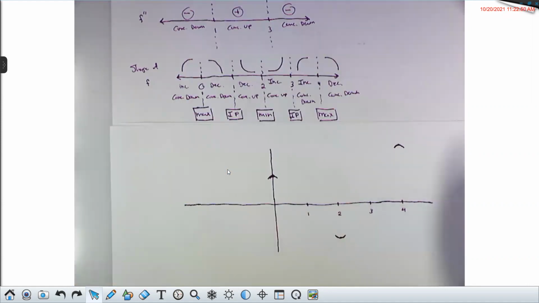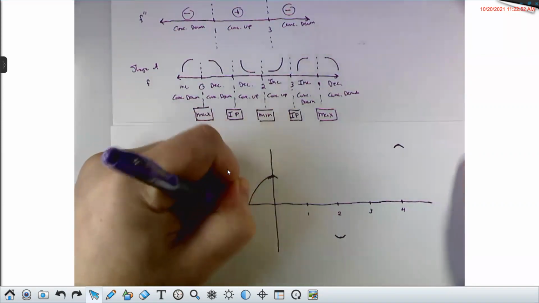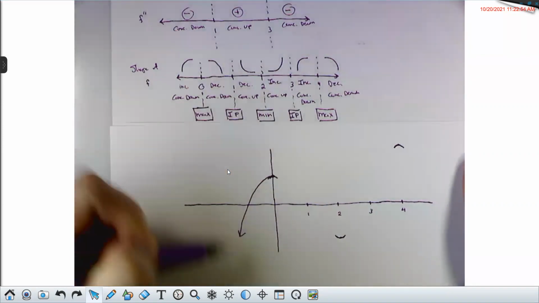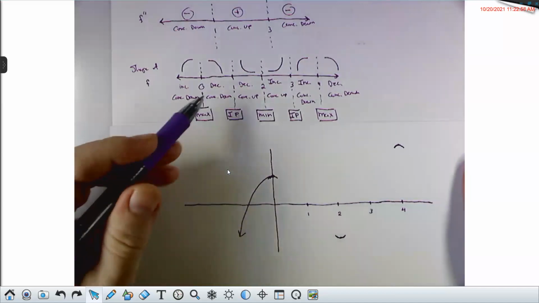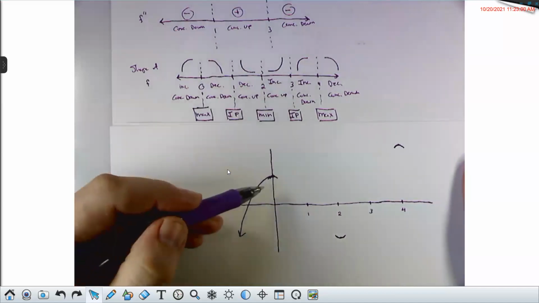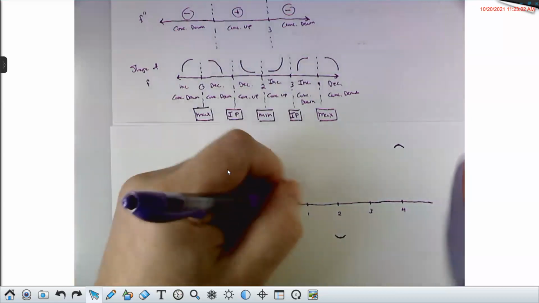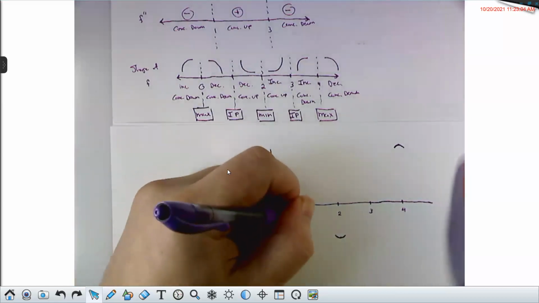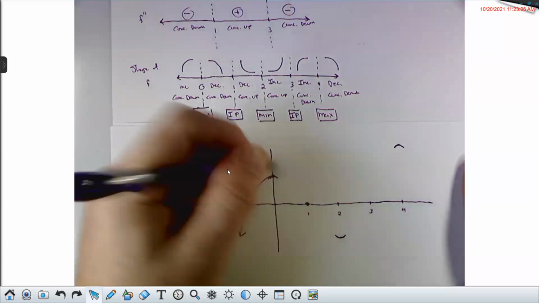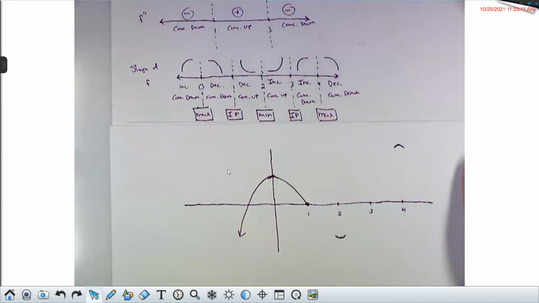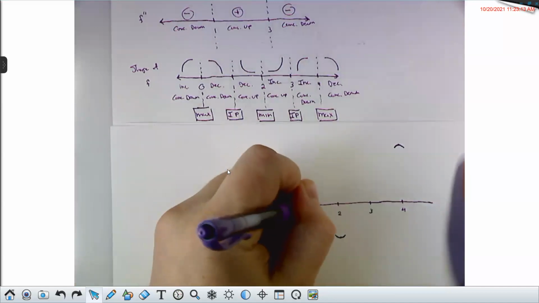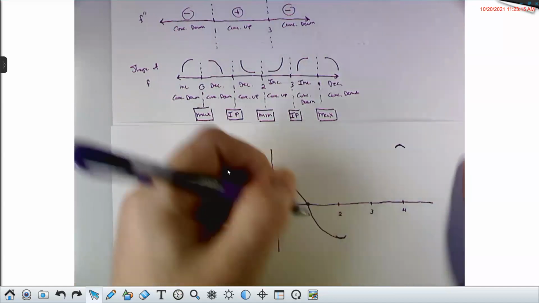To the left of 0, nothing fancy going on. So I'll just say it continues like this, increasing concave down shape. Then from 0 to 1, I should be decreasing concave down. So at 1 here, I'll just say it's right here at 1, 0. We'll have an inflection point where we change from concave down like that to concave up like that.